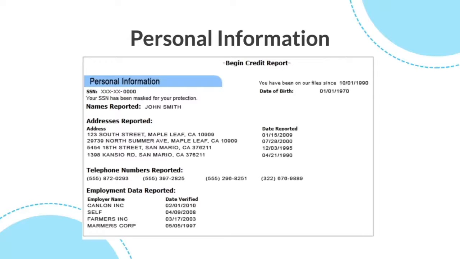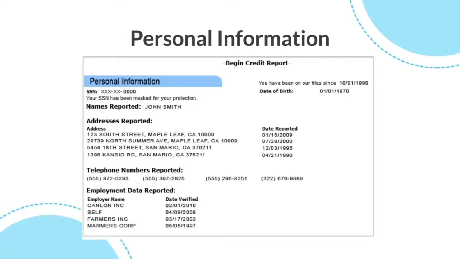Let's take a look at the identifying information section, also known as personal information. This area will list your name, social, current and previous addresses, telephone number, date of birth, current and previous employers, and sometimes even your spouse's name. So where do the credit bureaus get all this information? Well, whenever you apply for credit or an employer pulls your credit, or anyone else for that matter, they have to input the identifying information about you, and that information becomes part of your credit file. Human error is one of the main reasons why this information may be wrong.